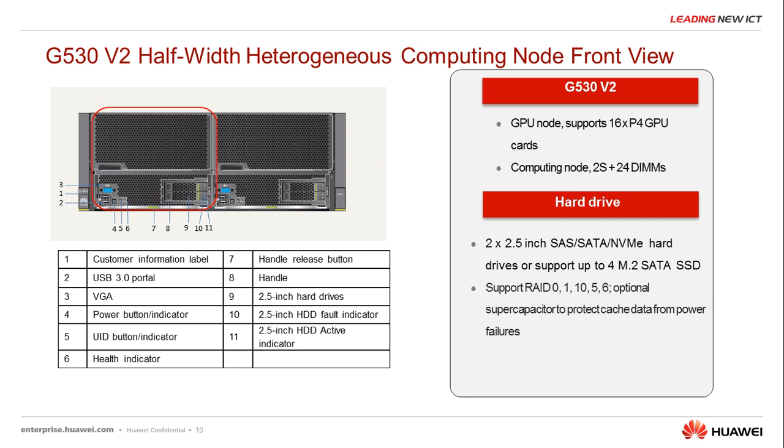G530 V2 supports up to 16 NVIDIA Tesla P4 GPUs and 2 Intel Scalable processors. Similar to G560, G530 V2 is a combination of general-purpose computing modules and heterogeneous computing. However, the G530 V2 supports only 2 2.5-inch hard drives because it needs to accommodate high-density GPU accelerator cards.